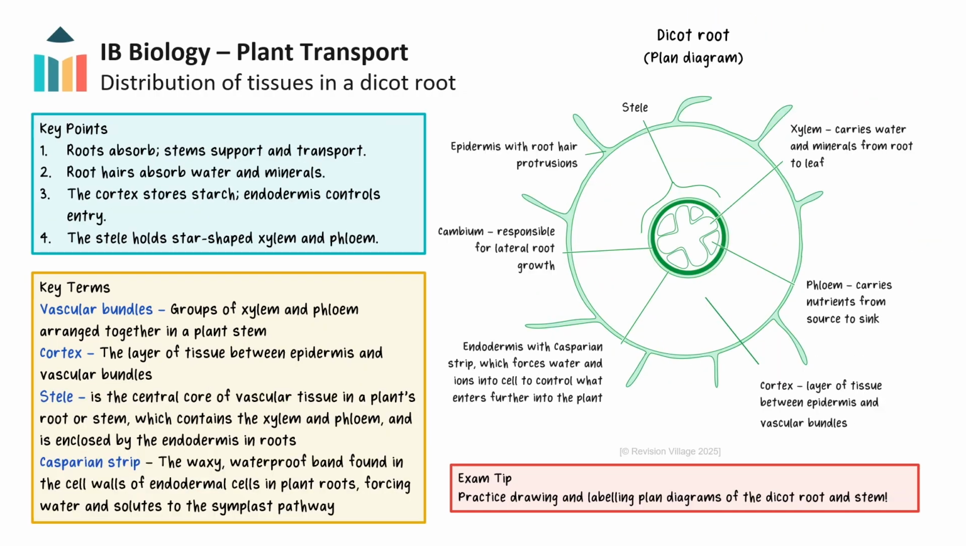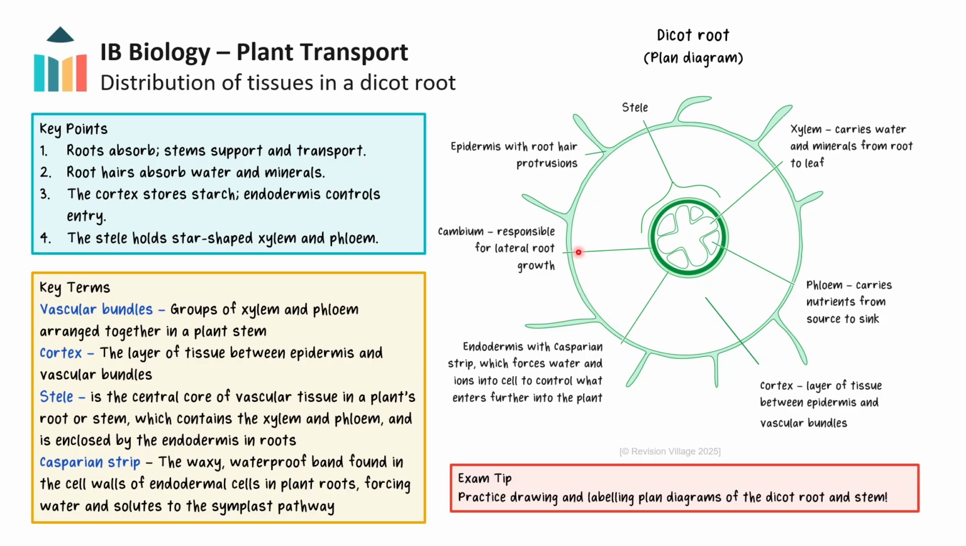Now we turn to the transverse cross-section of a dicot root, shown here as a plan diagram. Like the stem, the epidermis forms the outermost layer, but in the root it includes root hairs, elongated extensions that greatly increase surface area for water and mineral absorption from the soil. Just beneath the epidermis lies the cortex, a broad region made mostly of parenchyma cells, which store starch and allow water to move toward the center.